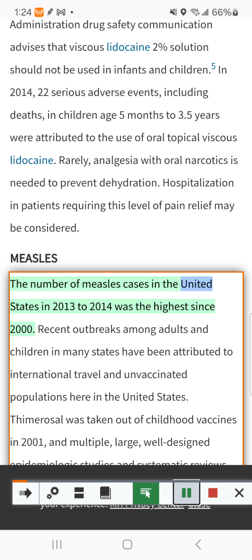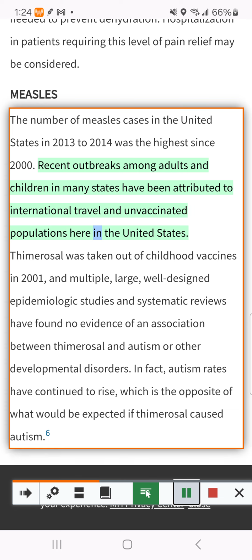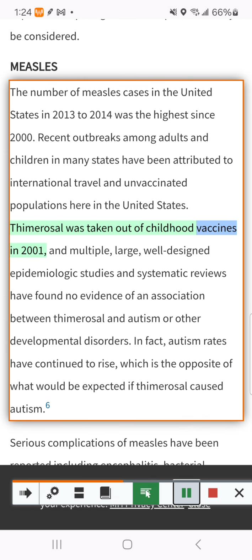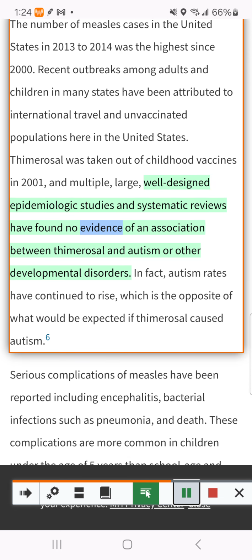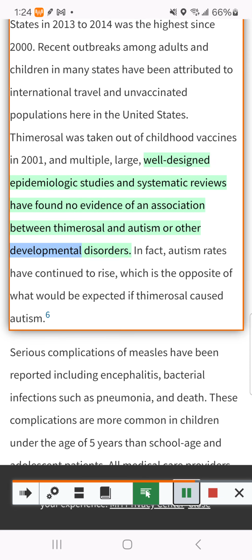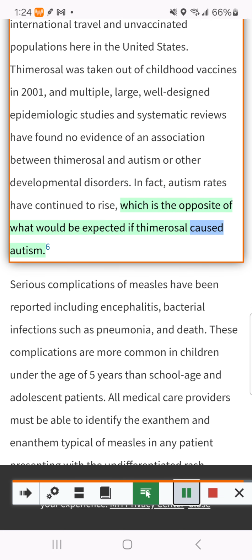The number of measles cases in the United States in 2013 to 2014 was the highest since 2000. Recent outbreaks among adults and children in many states have been attributed to international travel and unvaccinated populations here in the United States. Thimerosal was taken out of childhood vaccines in 2001, and multiple, large, well-designed epidemiologic studies and systematic reviews have found no evidence of an association between thimerosal and autism or other developmental disorders. In fact, autism rates have continued to rise, which is the opposite of what would be expected if thimerosal caused autism.